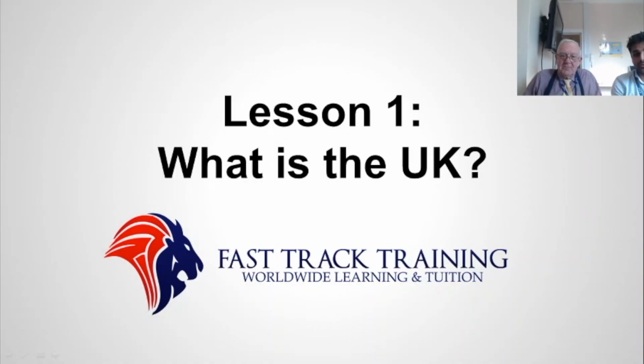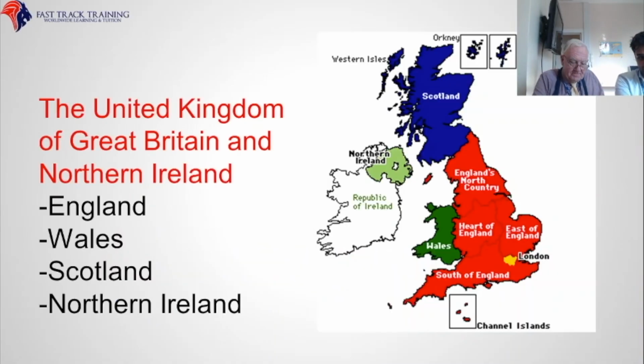Right, here we go. Lesson 1. What is the UK? The United Kingdom of Great Britain and Northern Ireland is made up of England, Wales, Scotland and Northern Ireland. So what this picture is trying to tell you is that on the right hand side you have Great Britain, and on the left hand side you have Northern Ireland. So Scotland, England and Wales are Great Britain, and Northern Ireland is separate, and it's the United Kingdom of Great Britain and Northern Ireland. And the Republic of Ireland is completely separate.